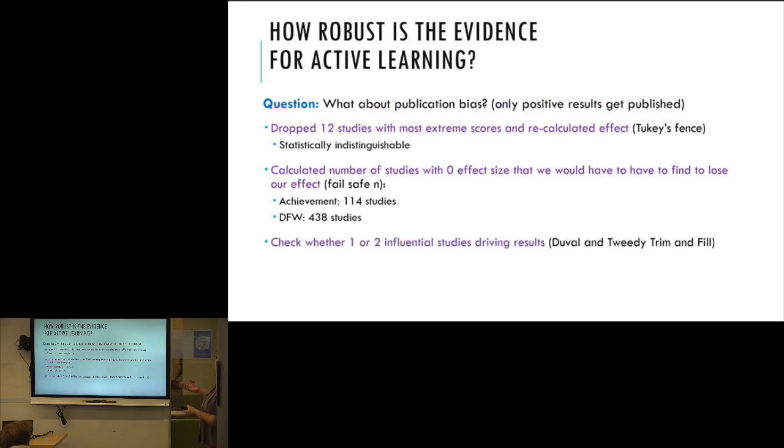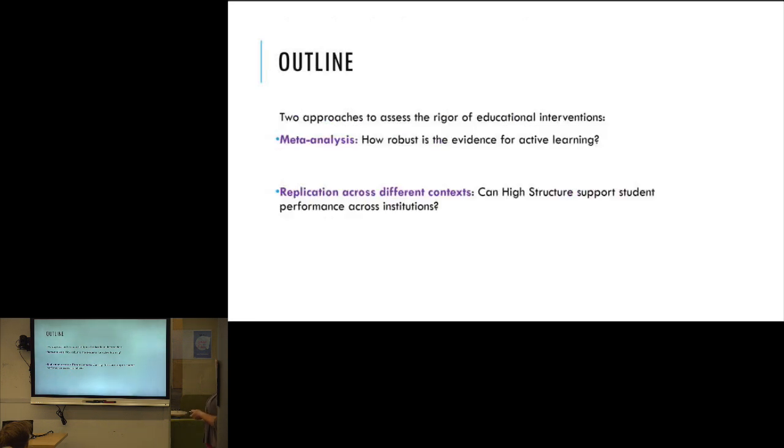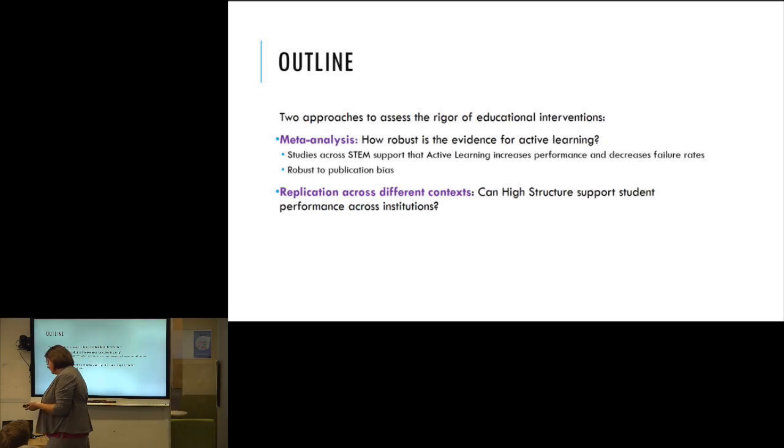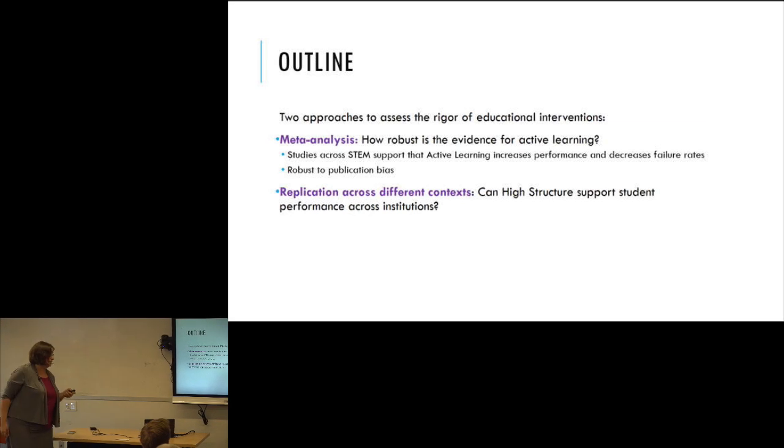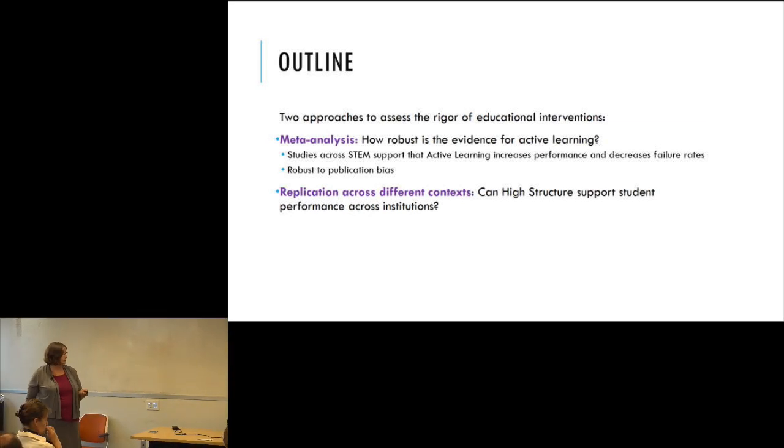And then the last thing we did was check whether one or two influential studies were driving our effect. We dropped each study, reran the analysis, saw if it changed our outcomes, and we found no evidence that any one study was influencing our outcomes. So overall, from the meta-analysis, we really saw that across STEM, there's support that active learning increases performance and decreases failure rates. And it seemed to be pretty robust to publication bias. Those numbers were pretty impressive compared to other meta-analyses that I've seen. So that was really exciting.